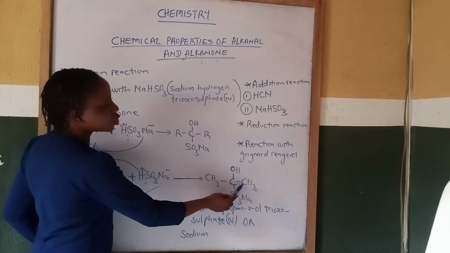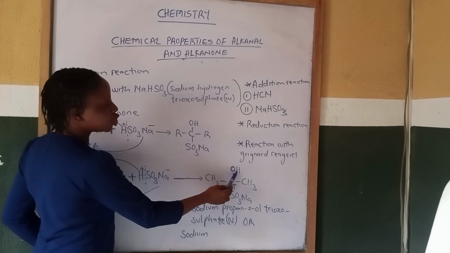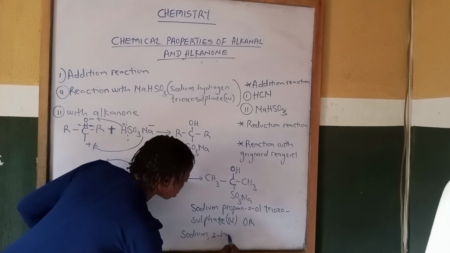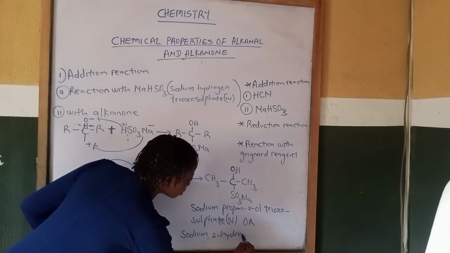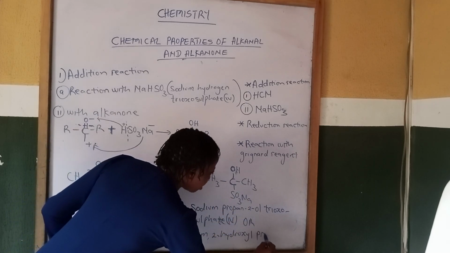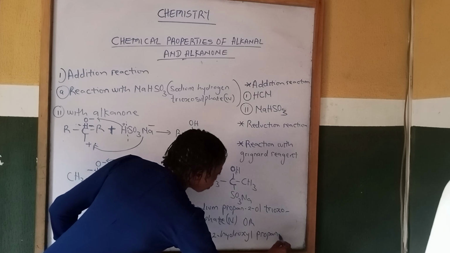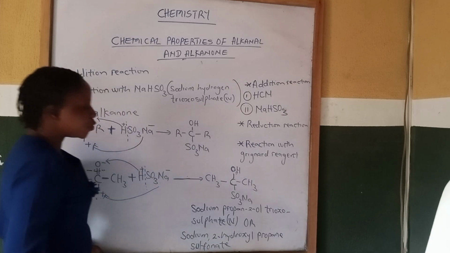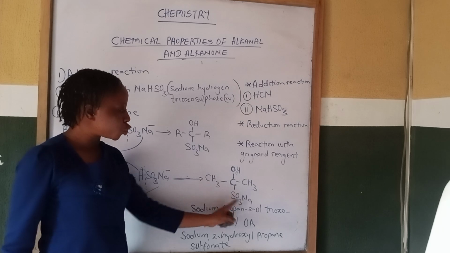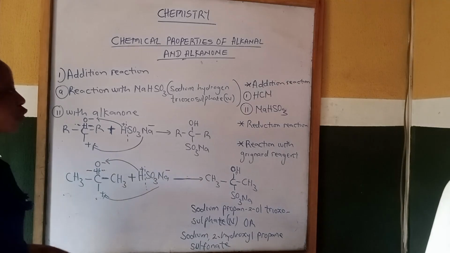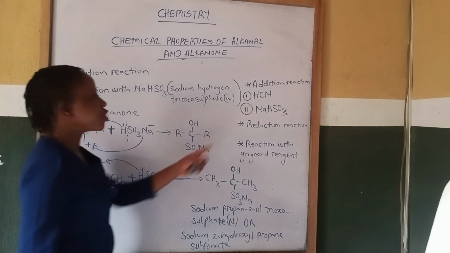Sodium. Then if I want to name it as an alkane, the hydroxyl group is on the second carbon atom, so I'll call it sodium 2-hydroxyl. Then the third member of the alkane is what? Propane. Propane sulfonate, or you call it trioxosulfate(VI). So that is the name of the product formed.